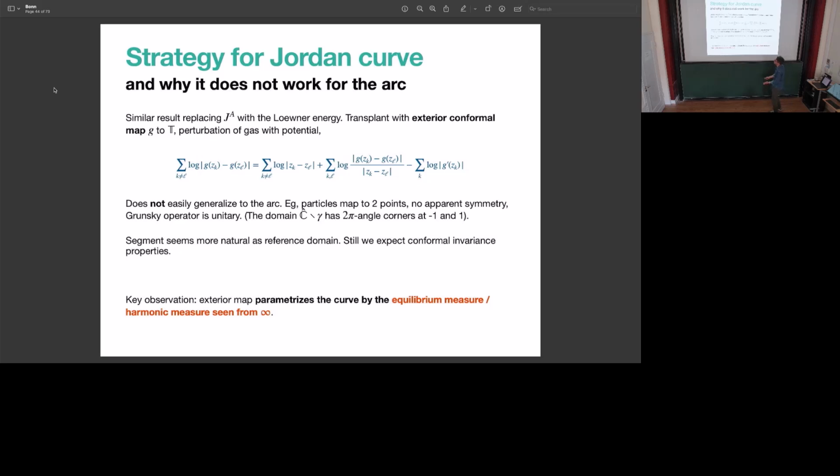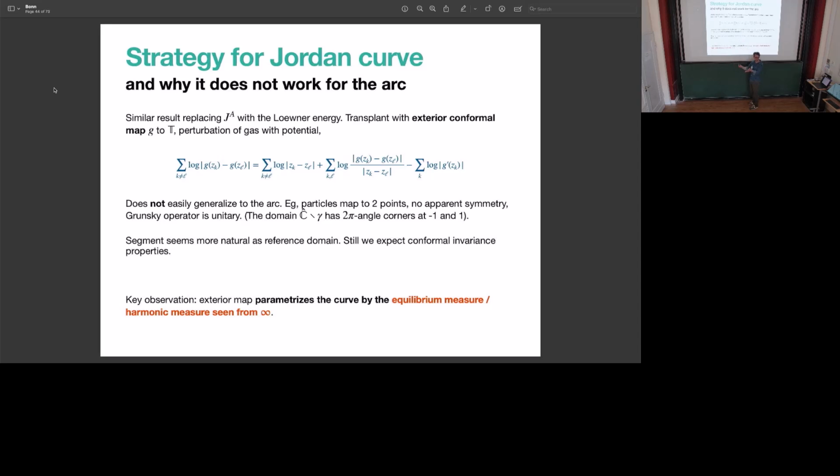You could use the inside conformal map, but then you get some extra potential. It becomes more complicated. So you transplant your problem to the exterior disk, to the unit circle. Then my z_k's here are points on the unit circle. And then I show that this sum of the logs, and there's also this Jacobian part, I can split like this. It's just an elementary rewrite.